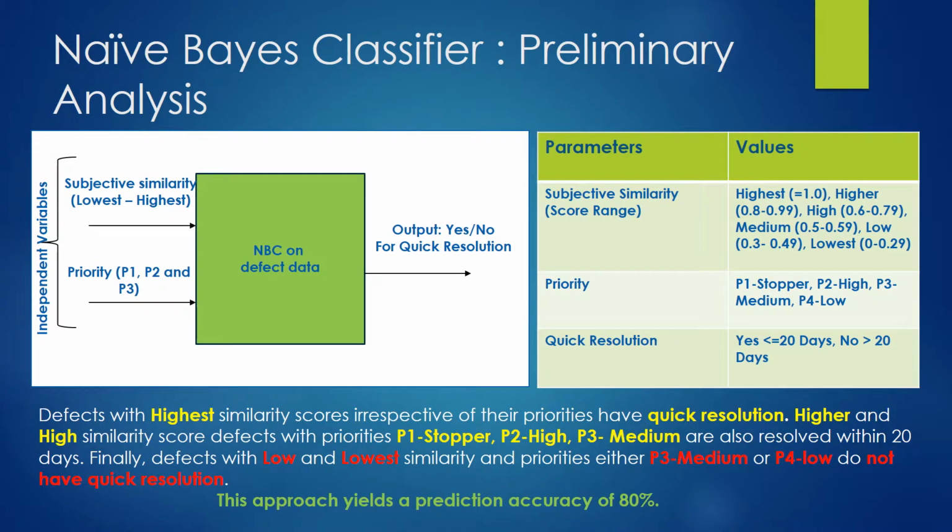Naive Bayes classifier is one of the most popular supervised machine learning techniques and is extensively used for data mining applications. The motivation behind using the naive Bayes classifier is to aid developers or project managers in identifying defects that can put a project at risk. We classify defects into two categories: defects having quick resolution and non-quick resolution, based on independent features, subjective similarity, and defect priority.